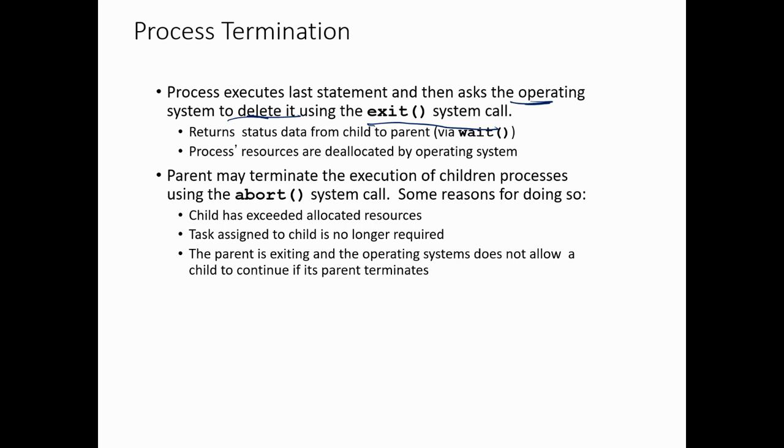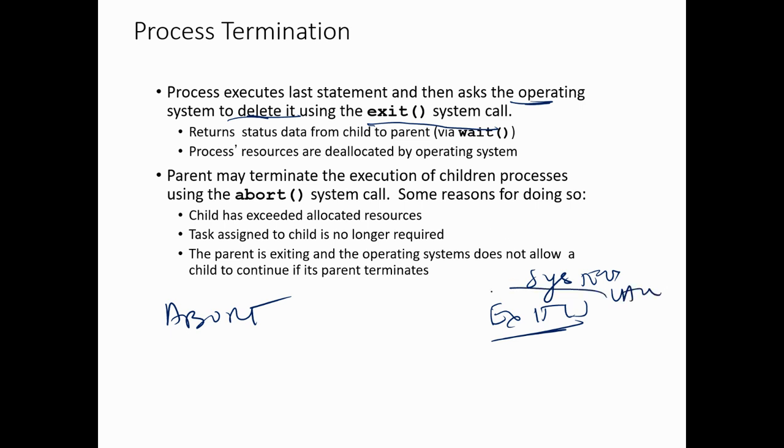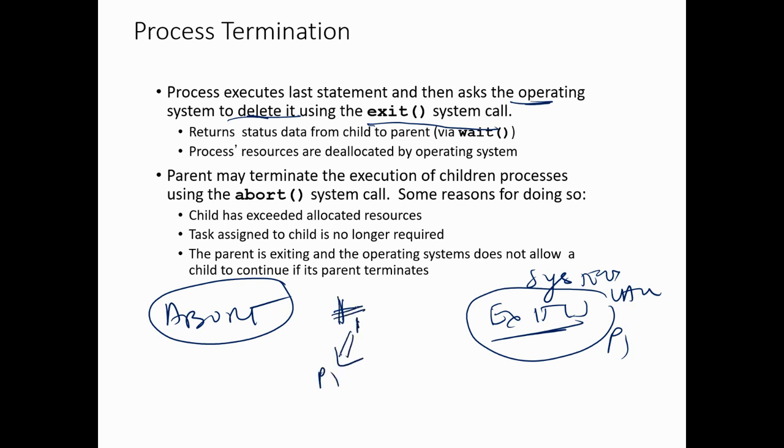There is one more system call, which is called abort. There is a difference between abort and exit. The exit system call happens when the process gets executed fully, completely. Then the operating system should delete the process called P1. But abort is not like that. At one particular point of time, at time T1, I'm going to abort the process P1 so that the entire process does not get executed fully.